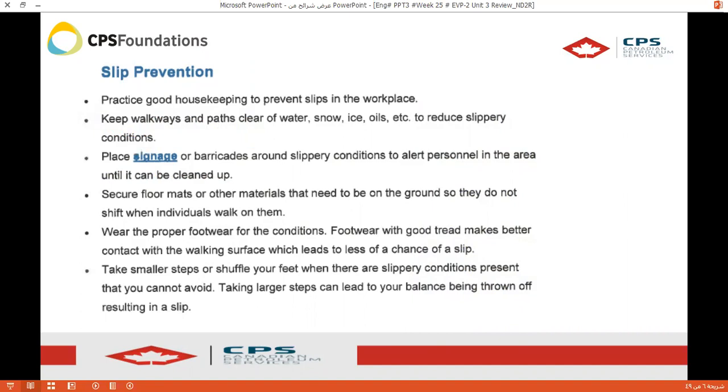Footwear with good tread makes better contact with the walking surface, which leads to less of a chance of a slip. Take smaller steps or shuffle your feet when there are slippery conditions present that you can't avoid. Taking larger steps can lead to your balance being thrown off, resulting in a slip.